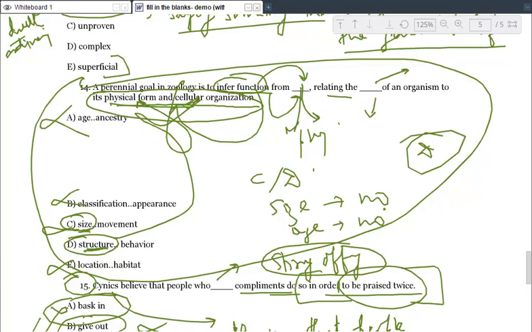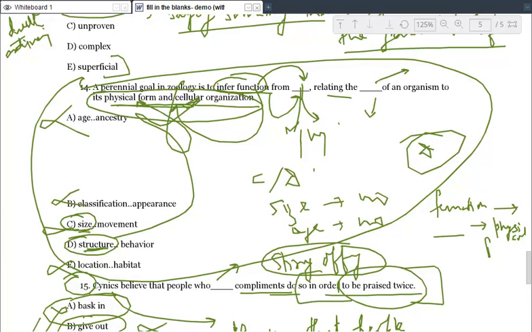And do you infer function from structure, relating the behavior of an organism to its physical form in cellular organization? See, people, understand this. You have function with something and you have dash with physical form. Correct? I hope you are following me.